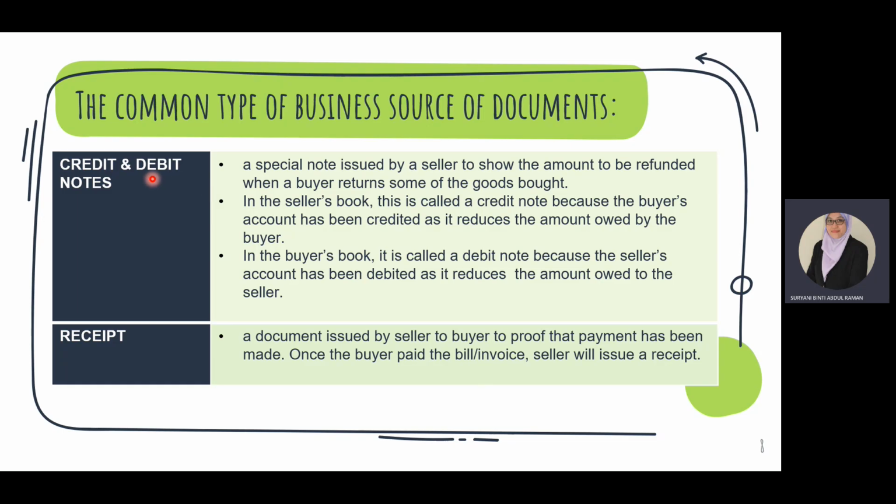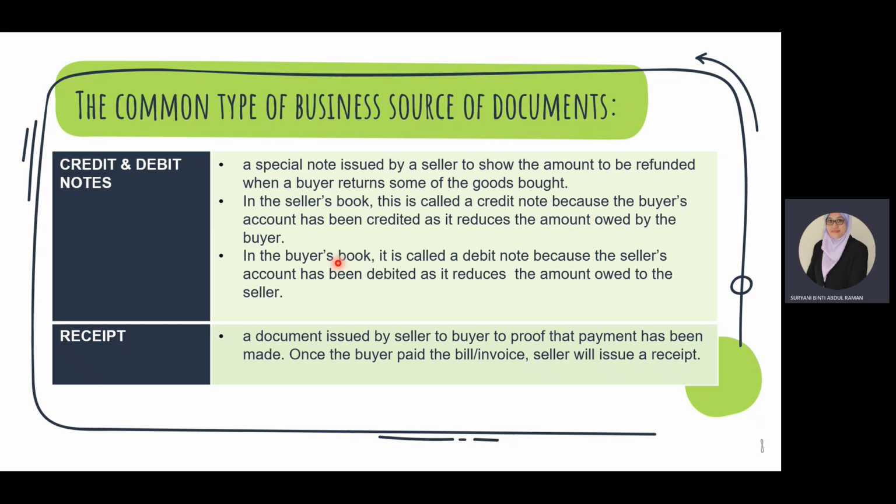Next, another source document that may be involved are credit and debit notes. These are special notes issued by the seller to show the amount to be refunded when the buyer returns some of the goods they bought earlier. So in the seller's book, the document that shows the amount to be refunded is called a credit note, because in the seller's book, the buyer's account will be credited to show the amount of reduction from the amount they owed.